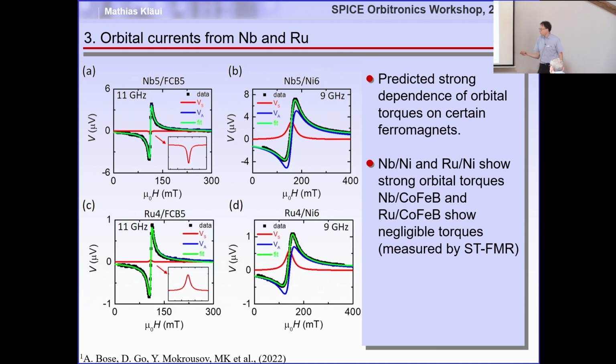So the same holds for ruthenium. Again, ruthenium and iron cobalt boron, very little effect, and ruthenium nickel, huge effect. And the interpretation is that you need to convert the orbital current into a spin current. And that works well in nickel, but it does not work well in iron cobalt boron. So I think here's a huge field also for students to invest yourself experimentally, trying out different ferromagnets to see what ferromagnet makes the best conversion from an orbital current to a spin current. By the way, this was measured by STFMR, just in case someone's interested. Ask Arnab about details tomorrow.